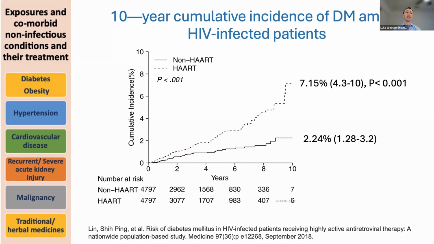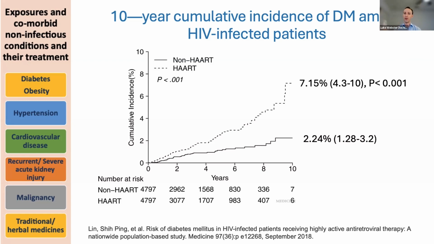Other things like hypertension and cardiovascular disease are very important to keep in mind as well for these patients. I do want to highlight acute kidney injury. So I mentioned on my first slide that acute kidney injury is important in all patients, but I think it's especially important in patients with HIV. And so what do I mean by that?